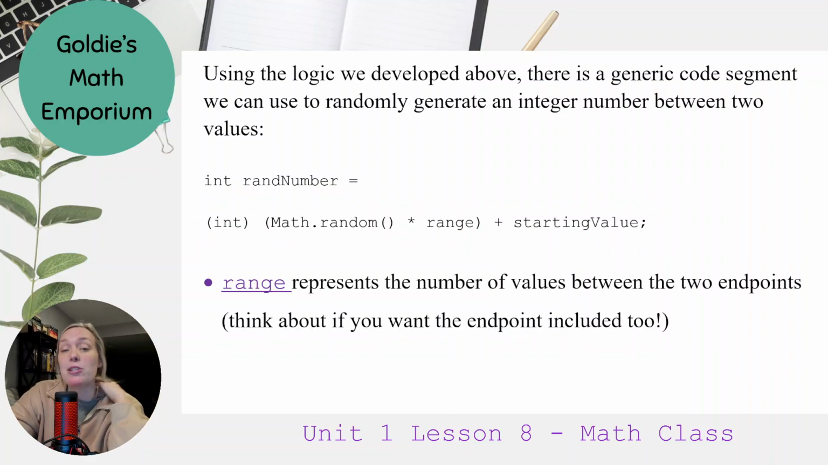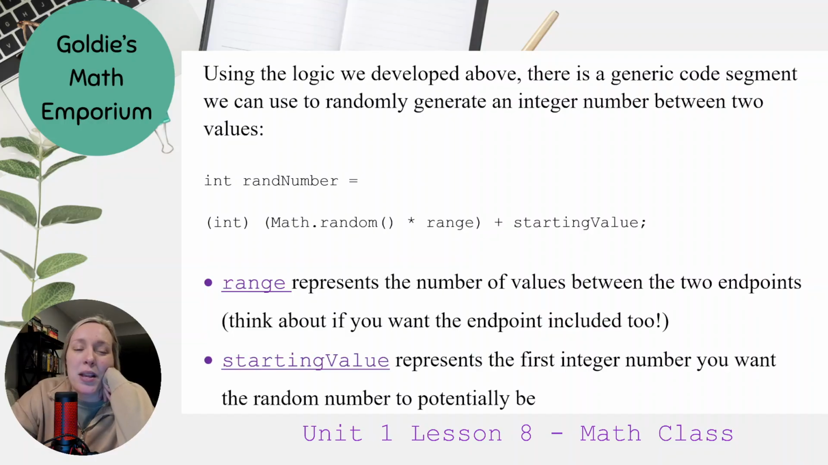Range represents the number of values between the two endpoints that I want, but you have to think about if you want the endpoints included too. That's a little tricky part I'm going to explain in the next section. And then starting value represents the first integer number you want the random number to potentially be.